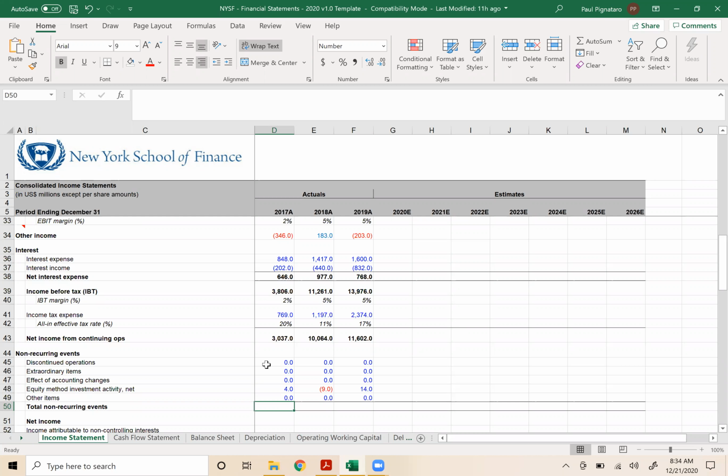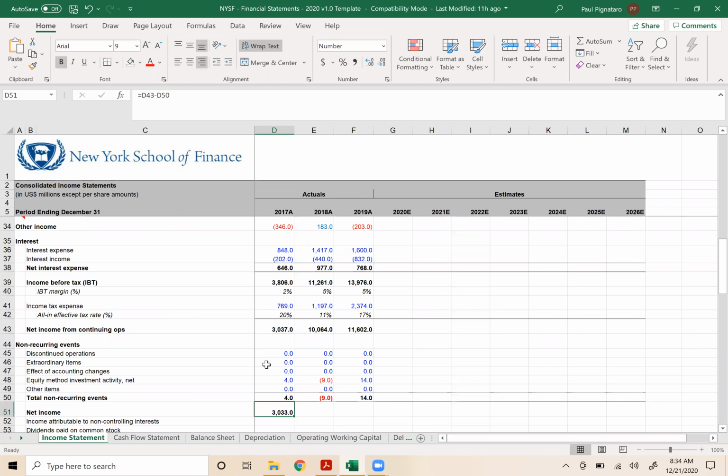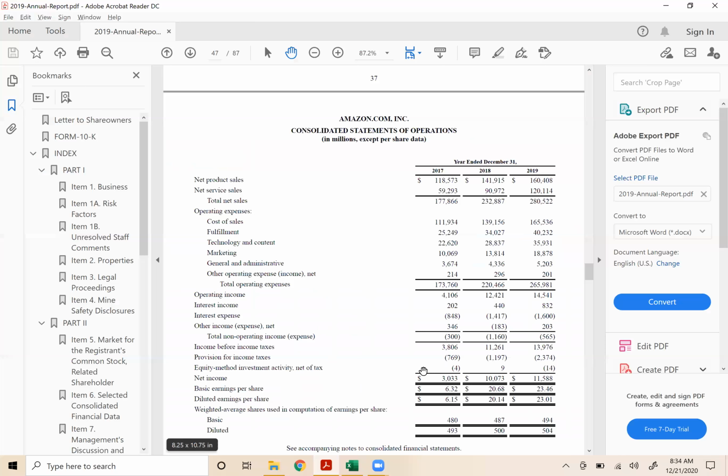Okay. And so what I'm going to do is sum all these up, even though they're mostly zero. And I don't know if I've taught you the quick hotkey for adding things in a column. Alt equals. If you hold down Alt and hit equals, boom, there goes your sum formula. Alt equals. Enter. Alt equals, quick sum, copy to the right. And then you have your net income. If you take your net income for continuing operations minus net income, that should match the net income they have there, 3033, 10073, 11588.